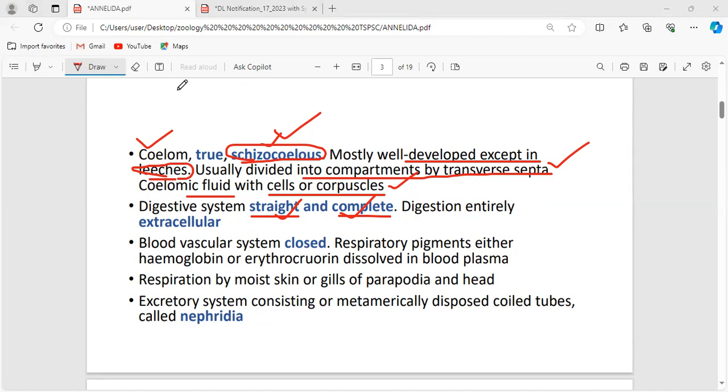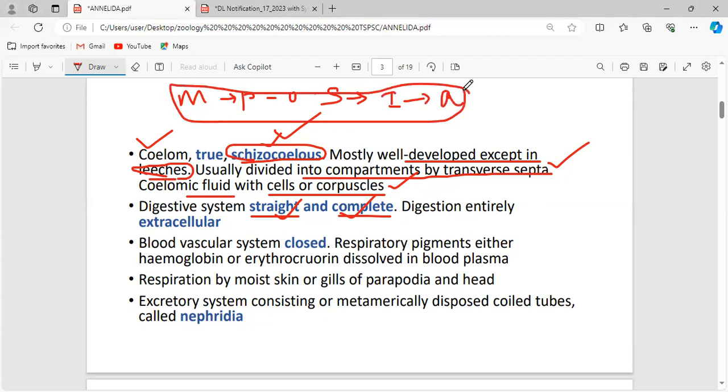Very good, super. Starting from the mouth, it is followed by pharynx, esophagus, stomach, and the gut area, that is the intestine, and it ends with the anus. So this is a straight digestive tract, and right from the mouth to the anus everything is present in that particular organism. So the phylum Annelids has a complete digestive system.